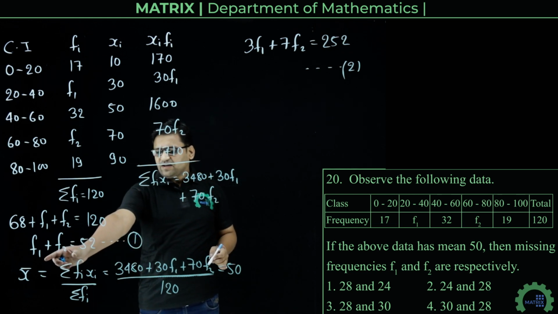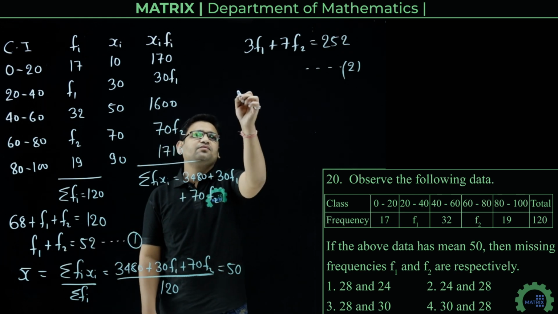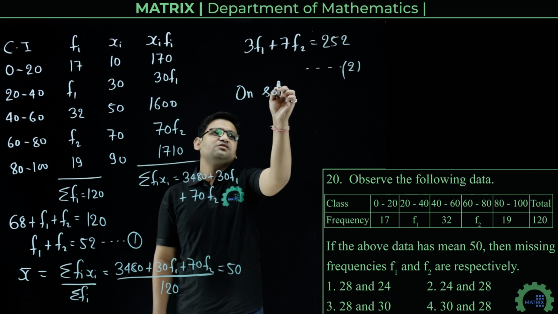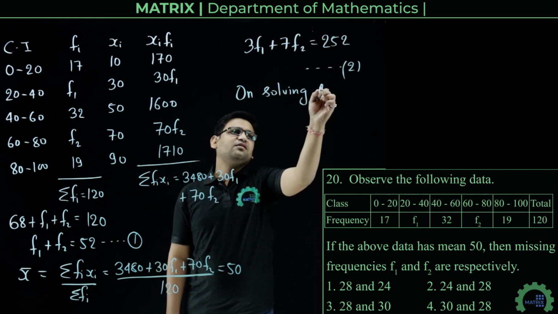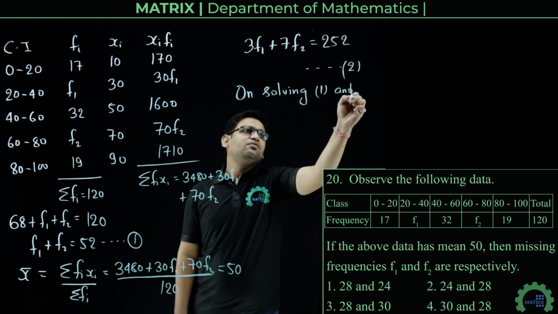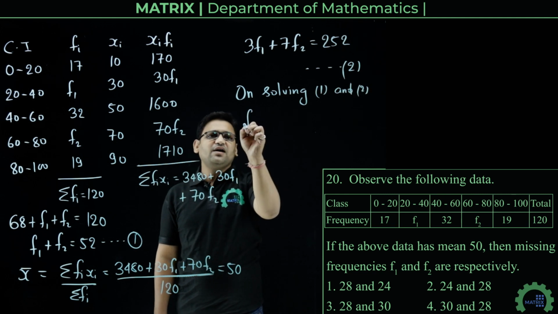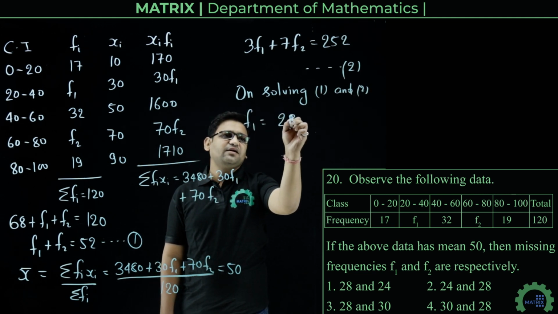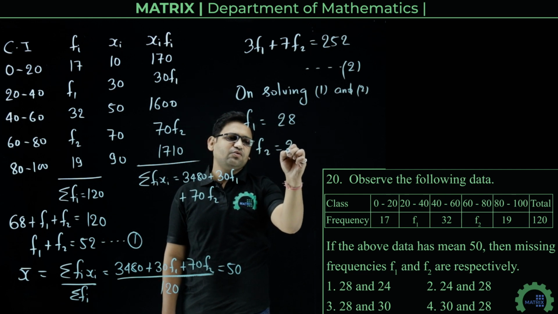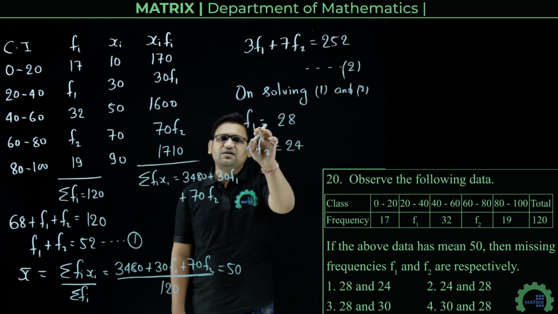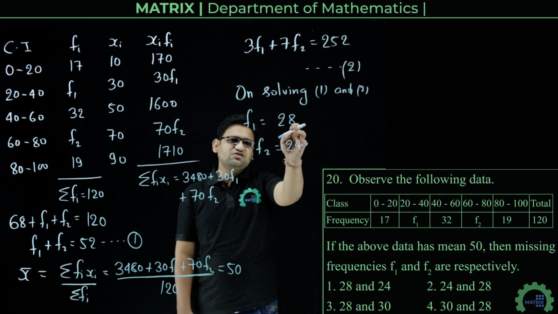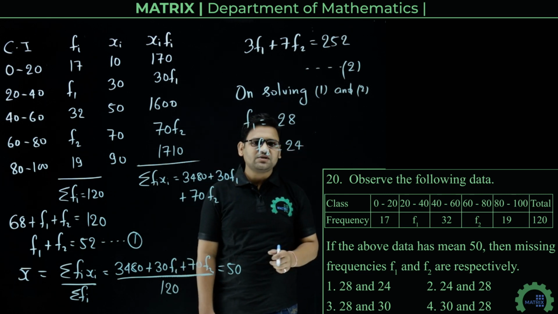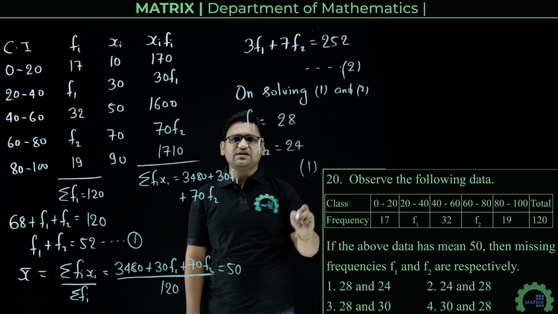So on solving or simplifying equation 1 and 2, we get f1 equals to 28 and f2 equals to 24, and we have to find the unknown frequencies f1 and f2, which is 28 and 24, that is option number first. So option first is the correct answer.